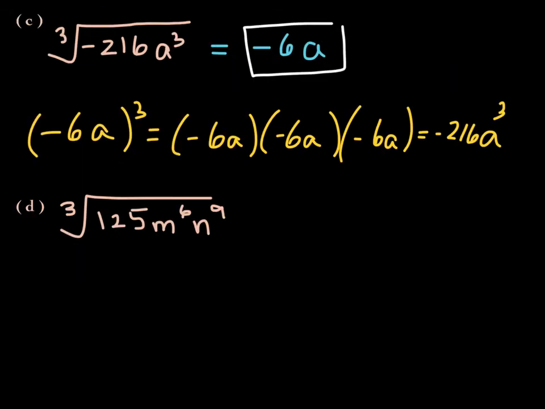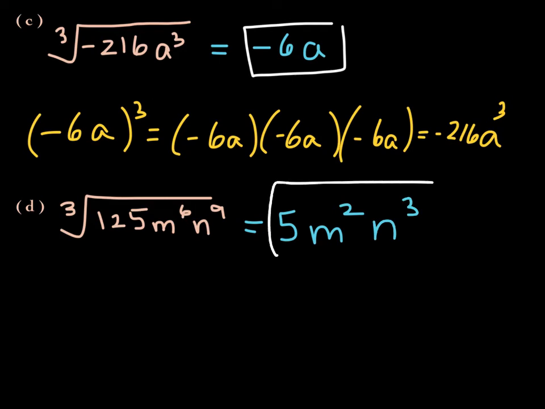The next one here is the cube root of 125 m to the 6th power n to the 9th power. So you have to think about what real number, what expression cubed gives me that radicand. Now, let me show you the answer and then I'll work backwards, all right? I know that the cube root of 125 is 5. I know that the cube root of m to the 6th is m squared. And I know that the cube root of n to the 9th is n cubed, all right? So this is the answer, all right? Now let me work backwards.